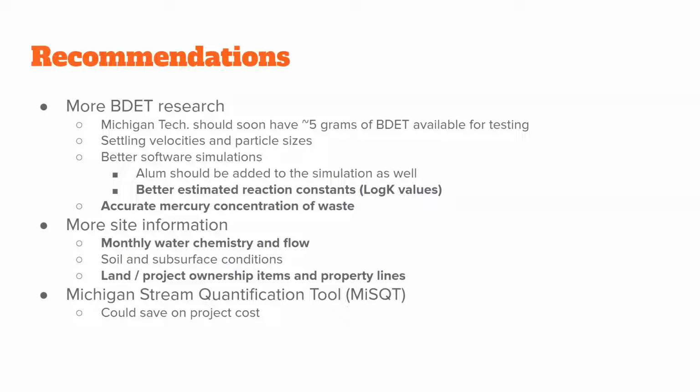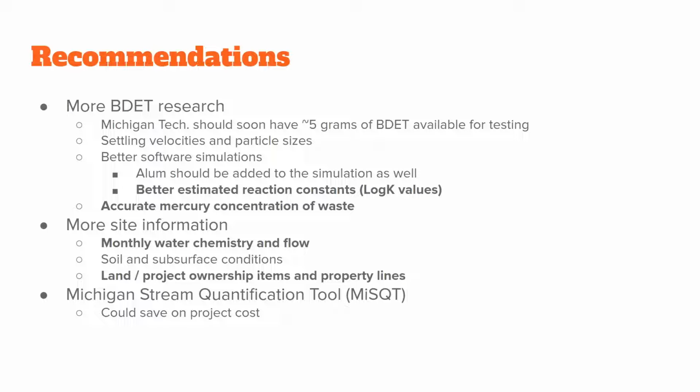Other recommendations as far as general site information. As most groups have said, we definitely need more water chemistry and flow data collected every month throughout a whole year. So that'll help us better predict flow in an average flow. Even just soil and subsurface conditions for building an actual structure there, the groundwater table, that would be super helpful.